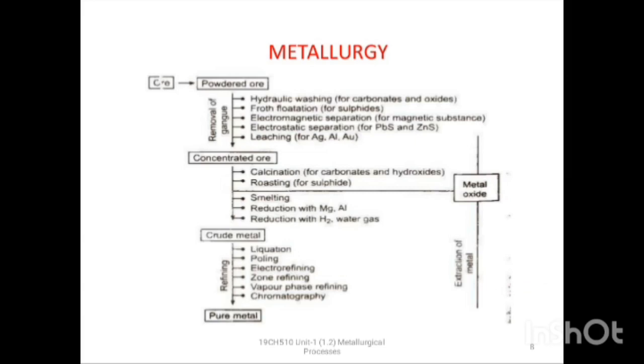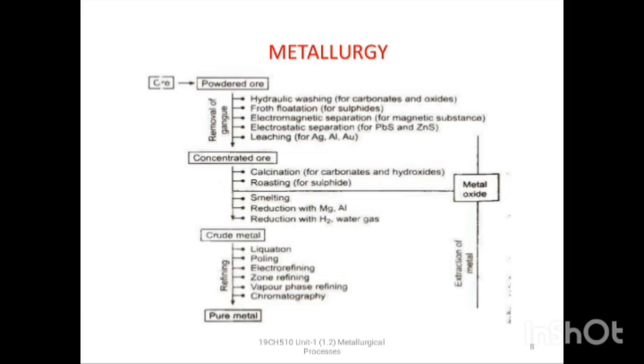In the first step, the ore is converted into a powdered ore. The next step is ore concentration. The ore concentration involves four or five processes. One is hydraulic washing, the second is froth flotation, the third is magnetic separation, the fourth is electrostatic separation, and the fifth is leaching. During the process of ore concentration, we are removing the gangue materials.